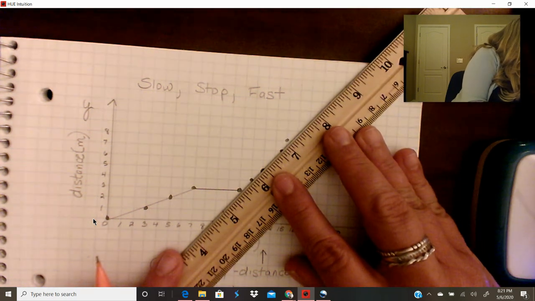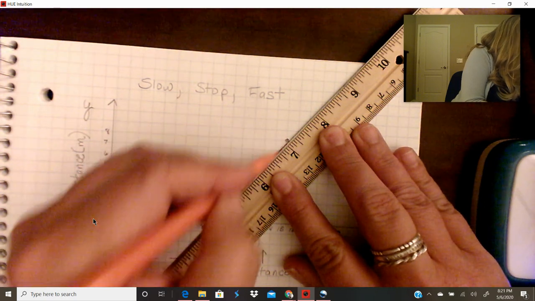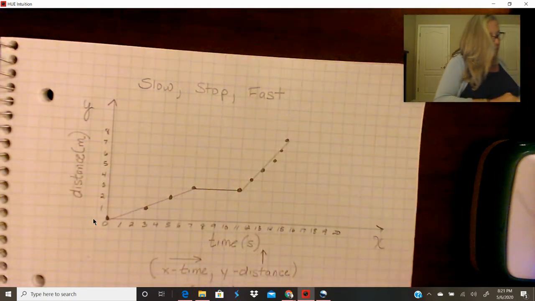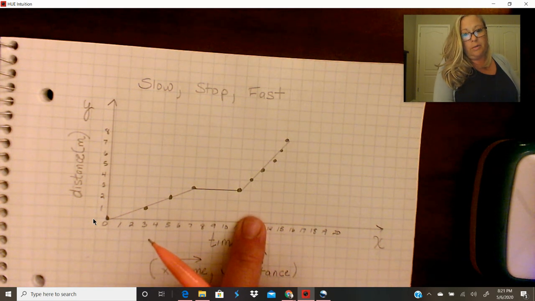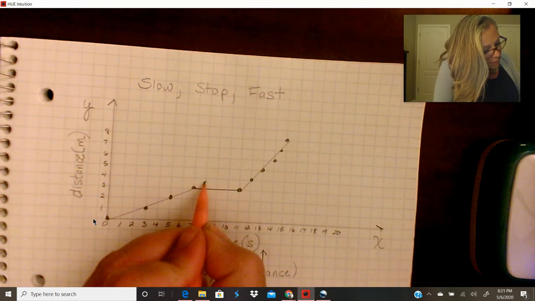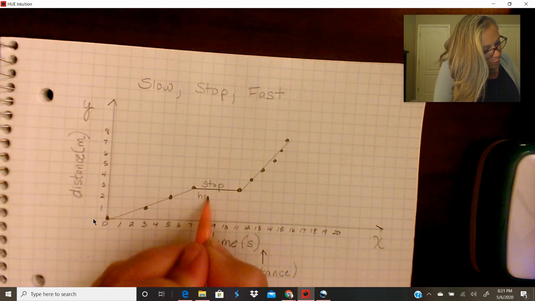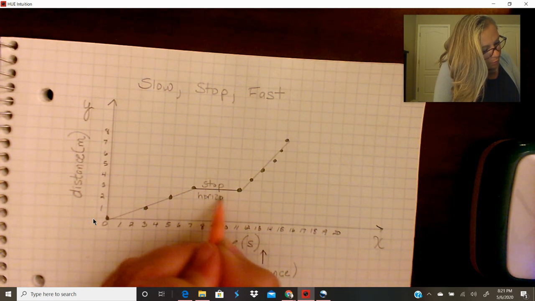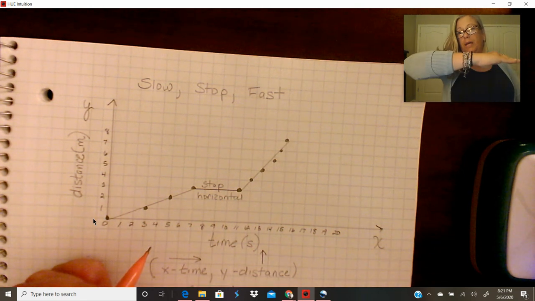And then Nick's instructions were to walk really, really, really fast. And I'm going to kind of just pretend he was able to walk at a perfectly constant speed, which you can see in general, he did pretty good. Now, what I want you to notice on this graph is that here we have a stop in motion, which is a horizontal. A horizontal line is always a stop, a flat line.